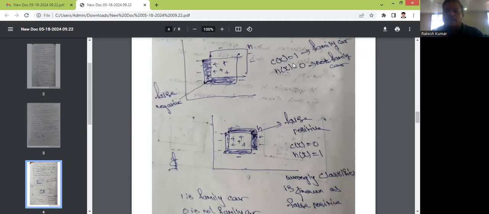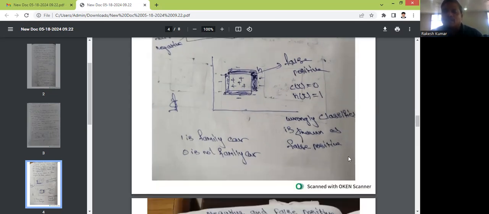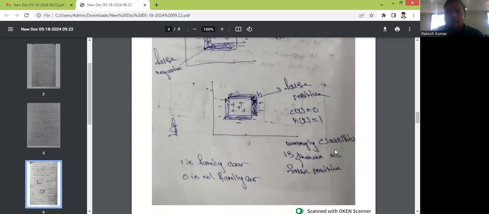So here we took C of X is equal to 1, H of X is equal to 0, right? Now the false positive. In this false positive, C of X is equal to 0, H of X is equal to 1. So here it is totally reverse of that. Whenever C of X is equal to family car and H of X is equal to 0, it is not a family car. In the false positive, C of X is equal to 0 and H of X is equal to 1, it is wrongly classified and known as false positive. 1 is a family car and 0 is not a family car.